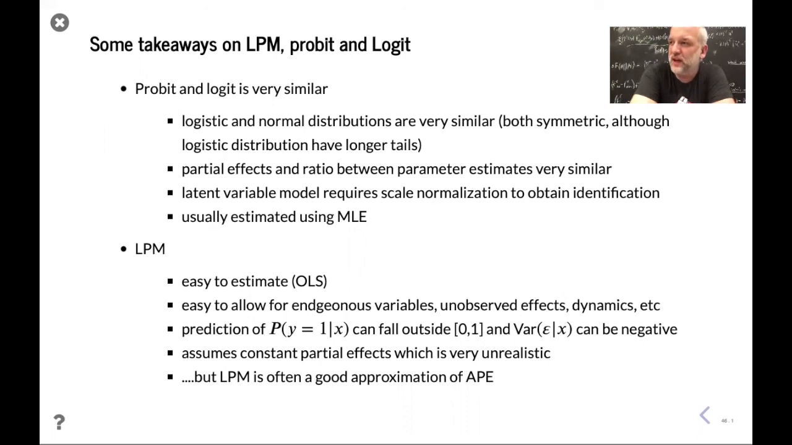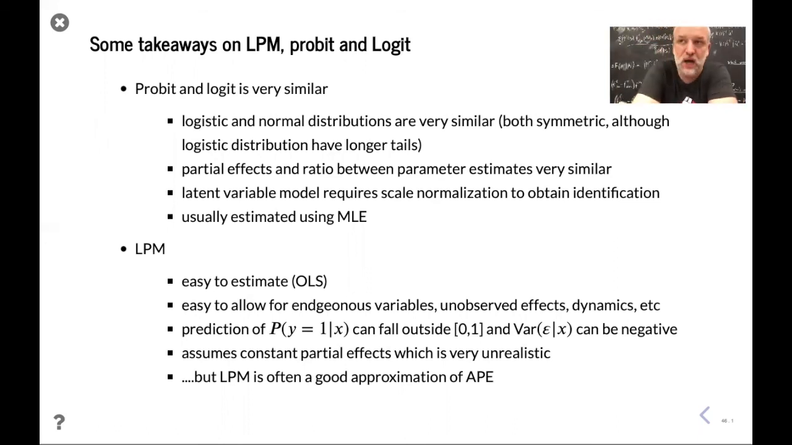But nothing that really matters when we compare the parameter estimates and the average partial effects for our estimations once they are scaled in the same way. The latent variable model requires a scale normalization to obtain identification, but once you do that, you can estimate using maximum likelihood. Usually we estimate these models with maximum likelihood, but nothing prevents you from doing, say, nonlinear least squares, or estimating these models with GMM or other estimation methods.